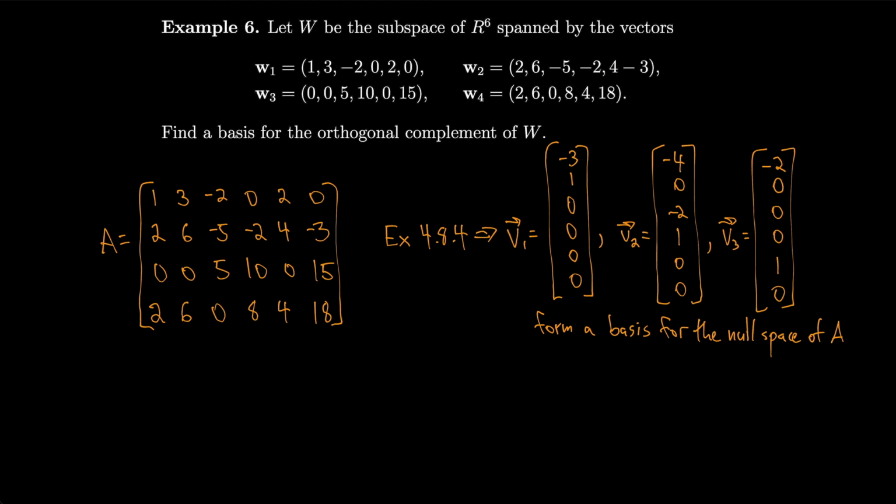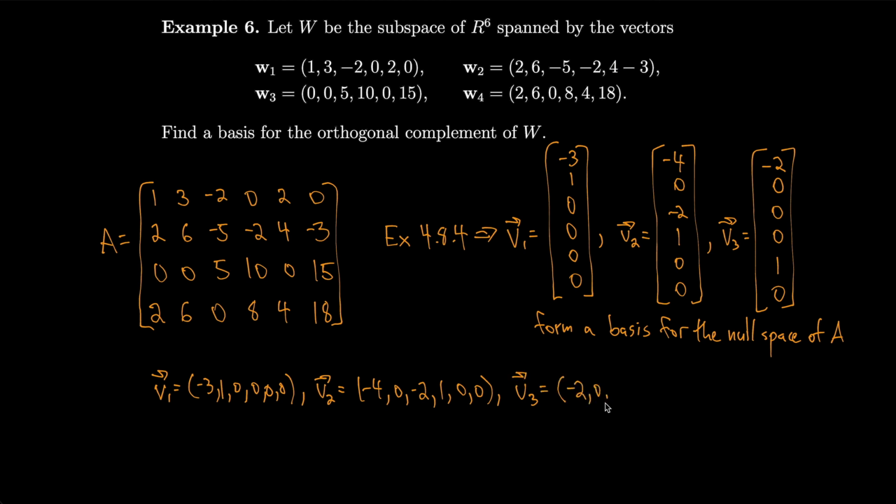Okay, so that means that I can write v1 equal to -3, 1, 0, 0, 0, 0, v2 equal to -4, 0, -2, 1, 0, 0, v3 equal to -2, 0, 0, 0, 1, 0 as a basis for the orthogonal complement of W.